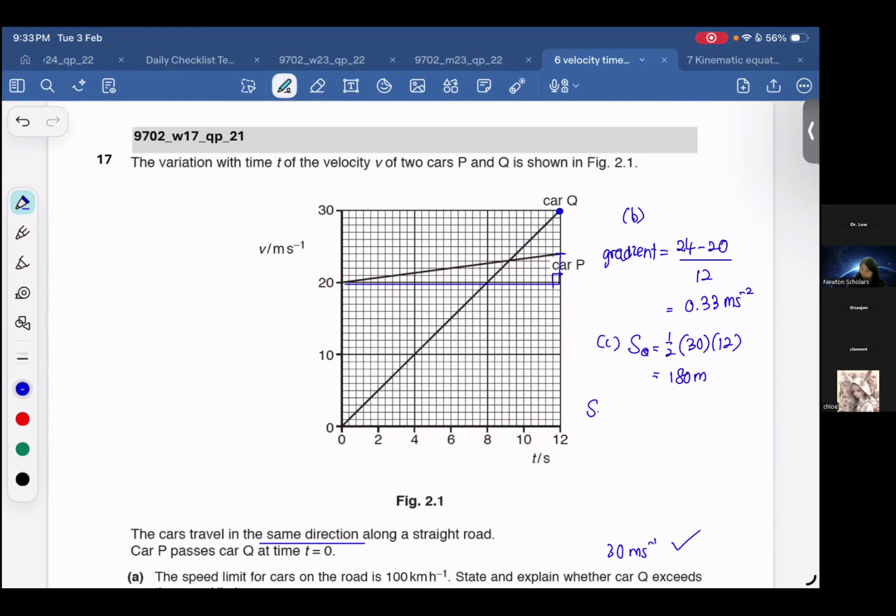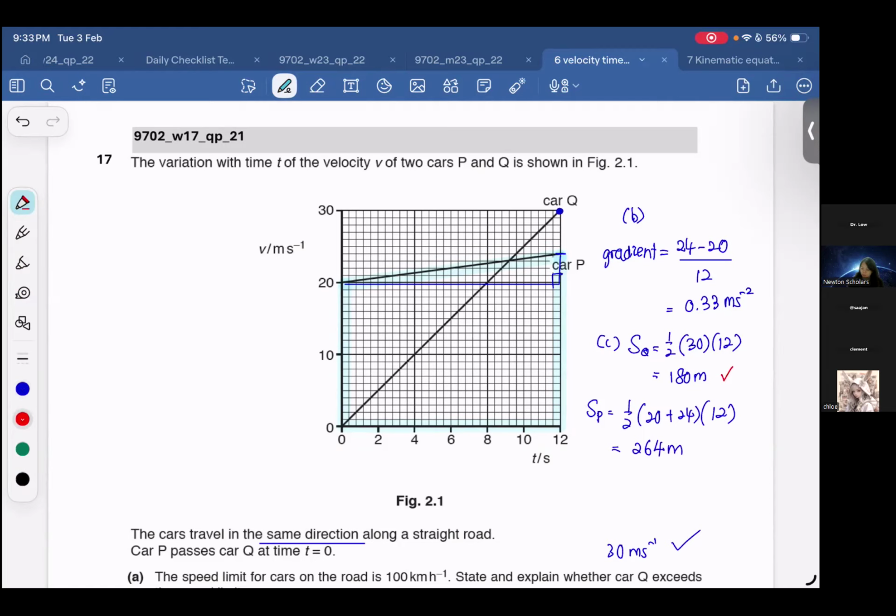Okay, how about car P? Car P is a shape like this. I'm using my highlighter. The shape is like this. You can calculate using the trapezium. Trapezium is 1 over 2, then 20 plus 24, times the height, which here is 12. So your answer, if you do everything correct, is 264 meters.